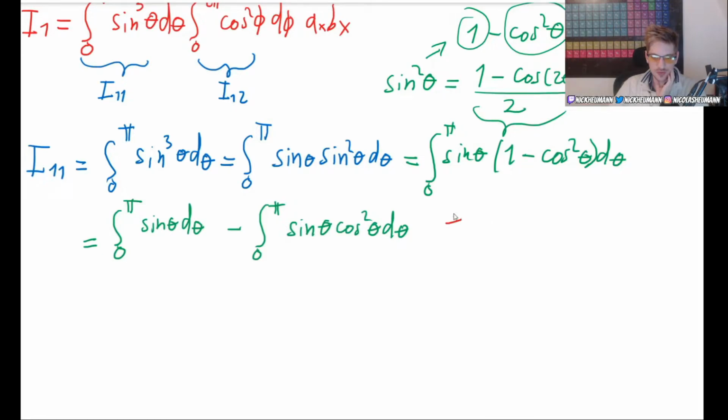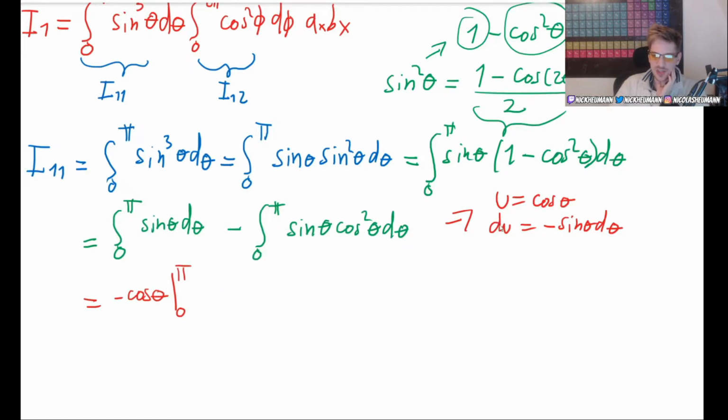So what substitution do we use? Well, the easiest thing to do is say, okay, u is going to be cosine of theta, and du will be the derivative of this, so minus sine of theta d theta. So let's plug all of this in and solve this. So integral of sine will be minus cosine theta, and we have to evaluate it between 0 and pi. And then we have this other part.